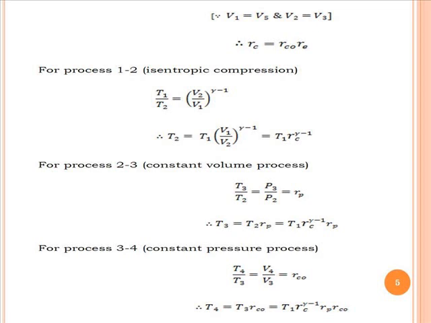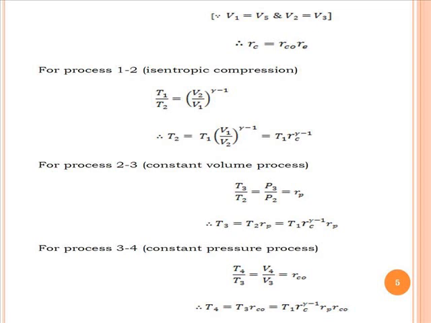Now for the process, what we have to do is very clear to us. We have to convert all the temperatures into T1 temperature. So T5, T3, T2, T4 and T3, all the temperatures we have to convert into T1 temperature. So now we will start the process to convert all the other temperatures into T1 temperature.